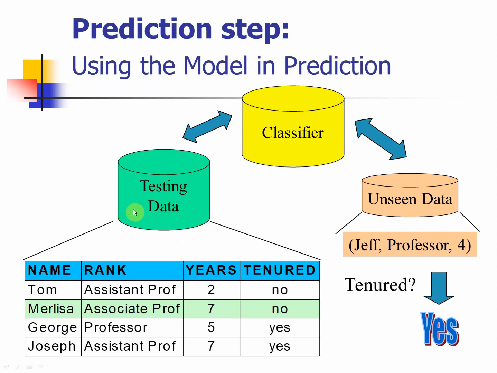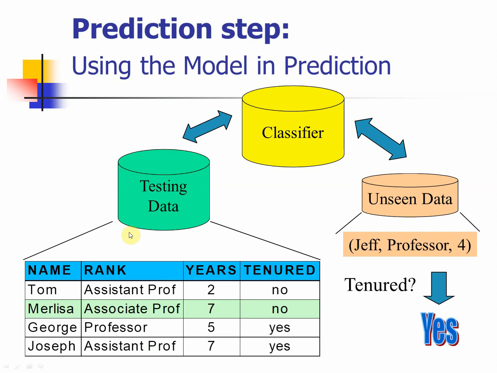So now when a testing data set comes in, you can see those 4 new professors that we have not seen previously. We can use that information, go through the classification, and then make predictions out of it. So you can see that if we have another professor, Jeff, who is a professor and has only served here for 4 years, is this person tenured or not? We can use the model that we have built to make the prediction.